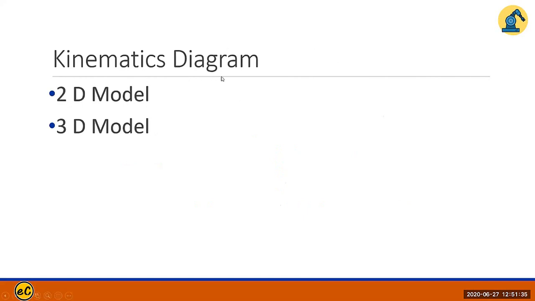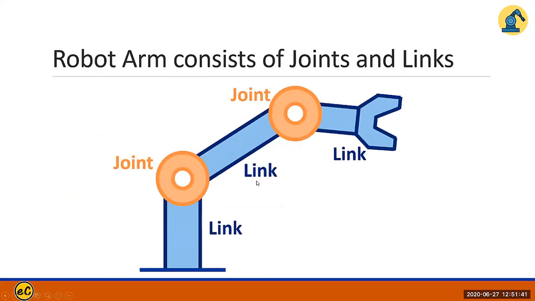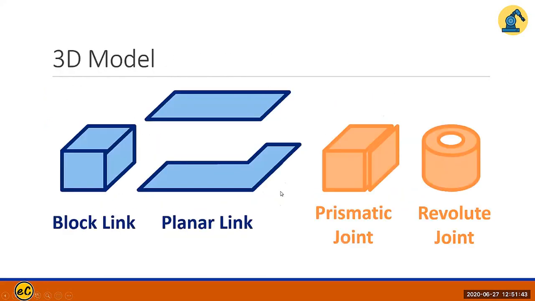So a kinematic diagram can be a 2D model or a 3D model. We have already presented the 2D model over here. And for the 3-dimensional model, we can draw like this: a block link or a planar link. These are 2 link models and can have a prismatic joint or a revolute joint.